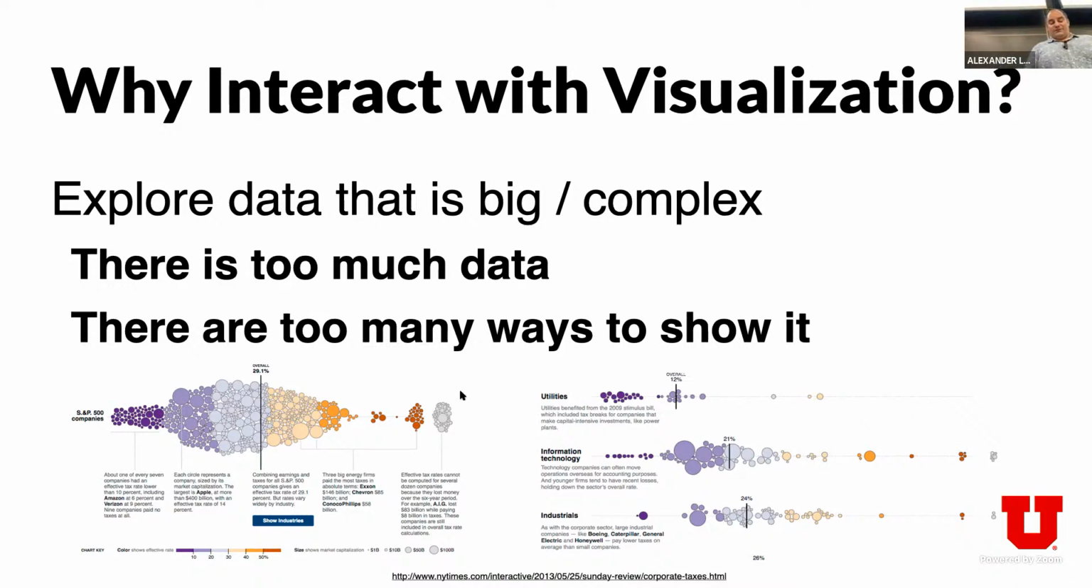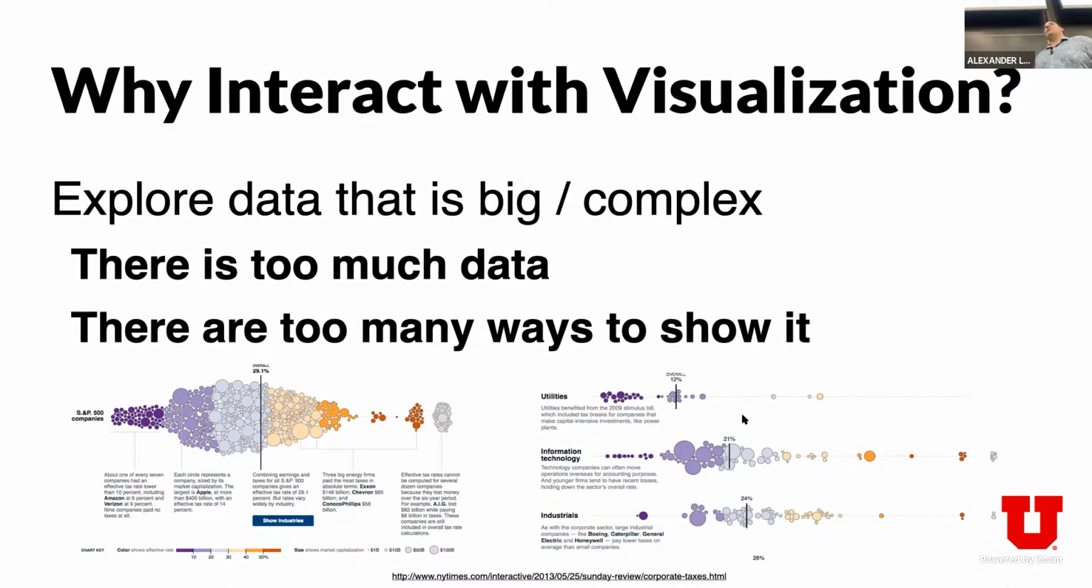So between those two pages, between the left one and the right one, that's the kind of interaction that you typically see in a newspaper story. But we interact with visualization because very often the data is very big and complex. So there's either two reasons.